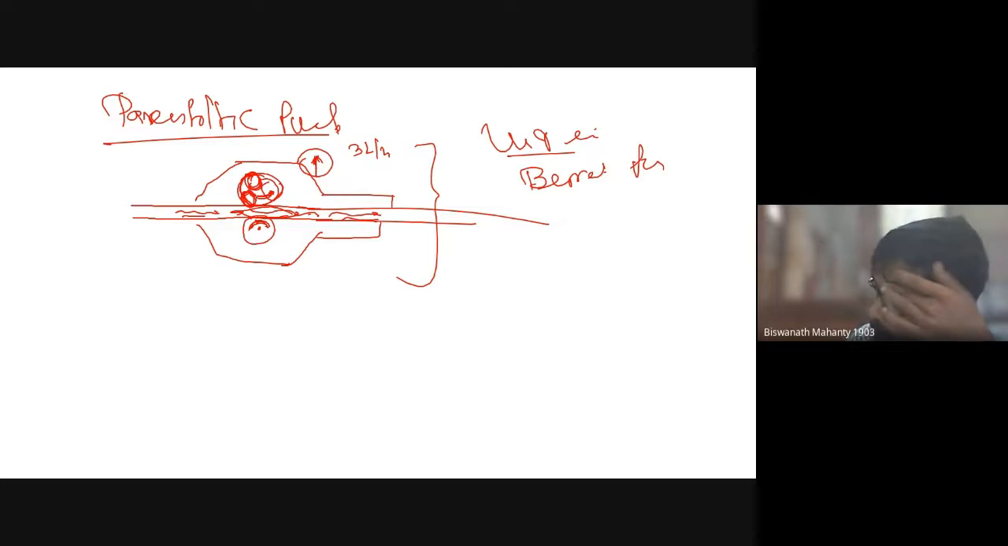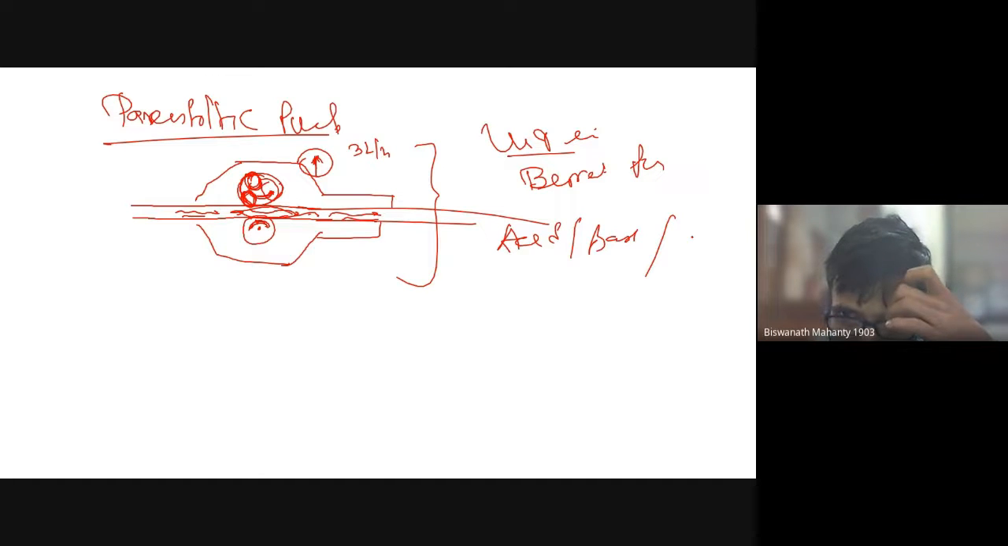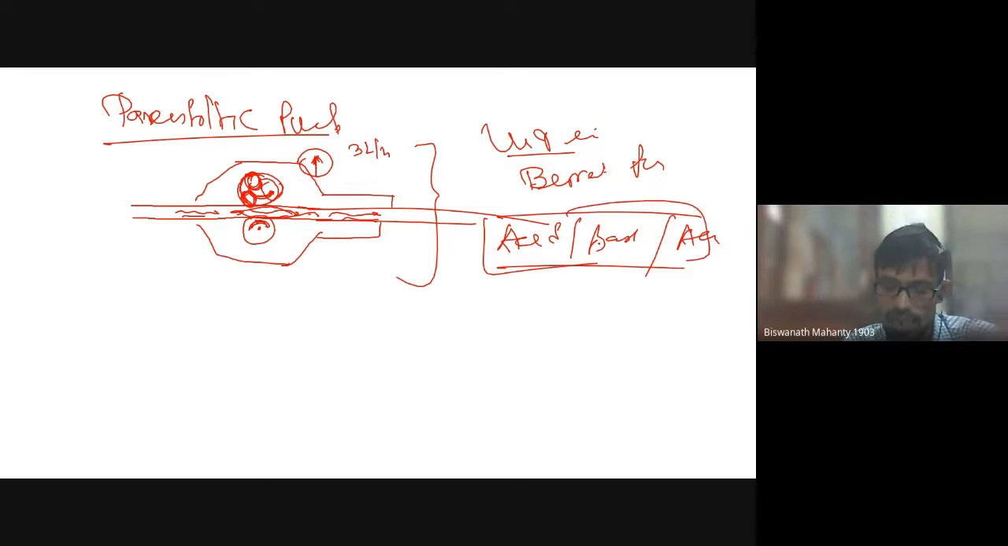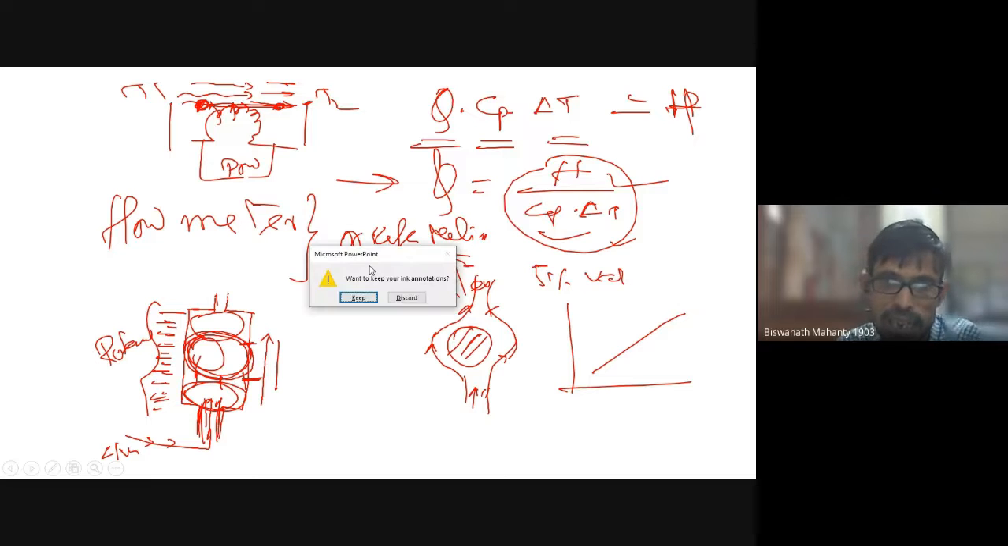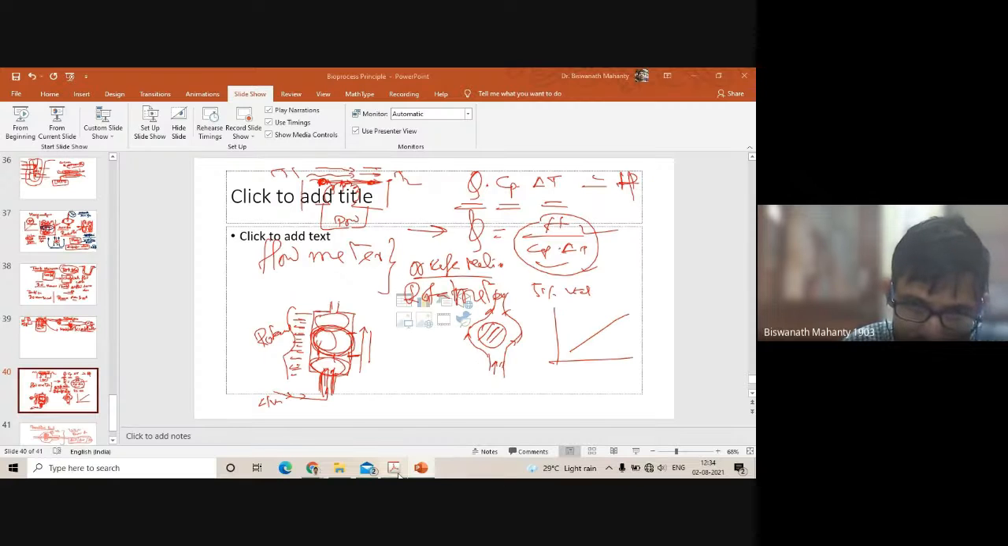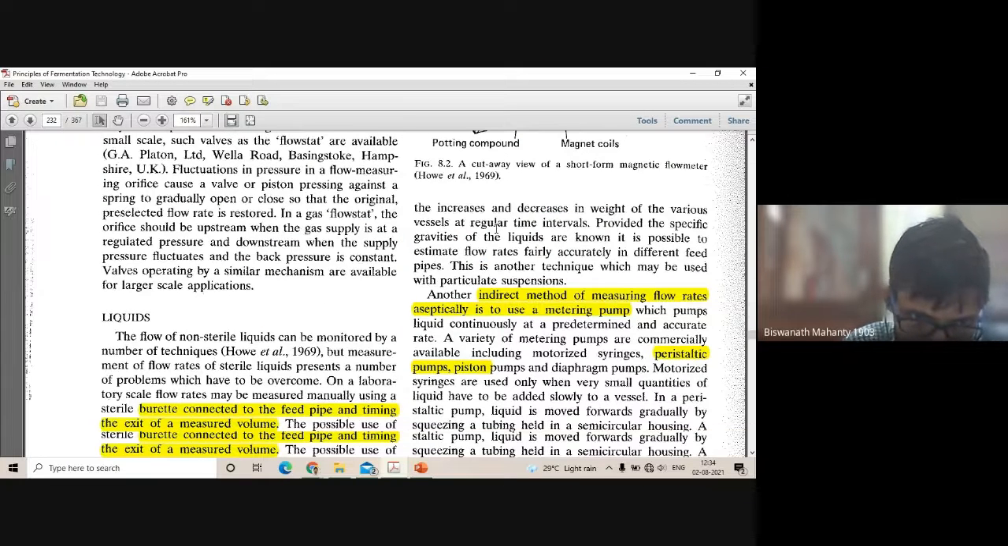The peristaltic pump is widely used for delivering acid, base, and, for example, antifoaming agents in bioreactor systems. So this is the basic design of a peristaltic pump. The last slide I talked about was the basic design of a rotameter as a flow meter system. These can be utilized for liquid flow control in fermentation. These are the basic configurations we can have.